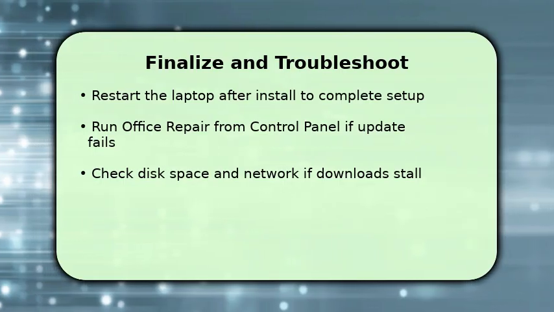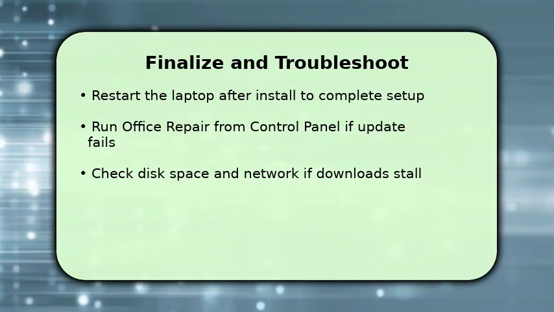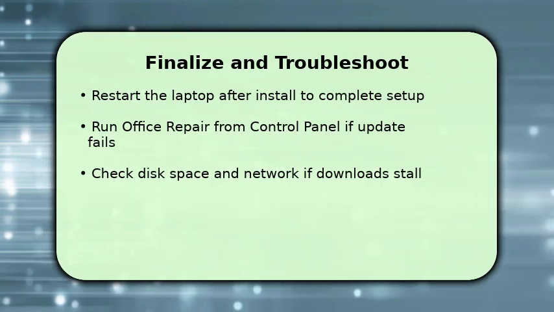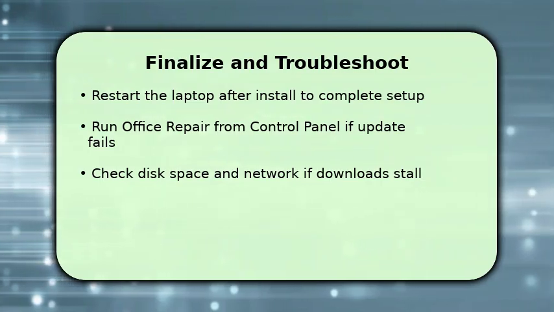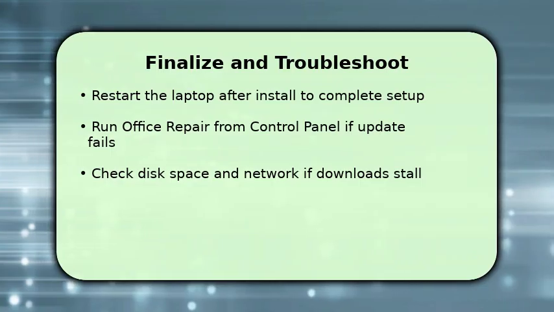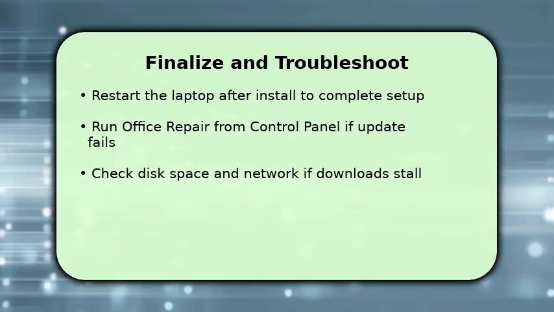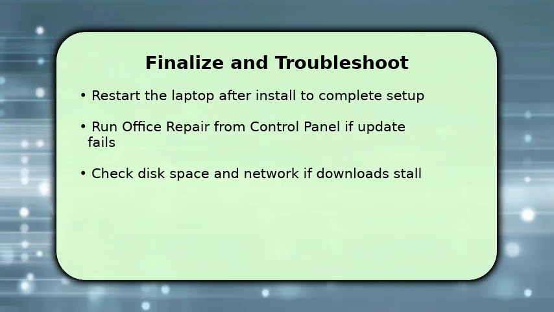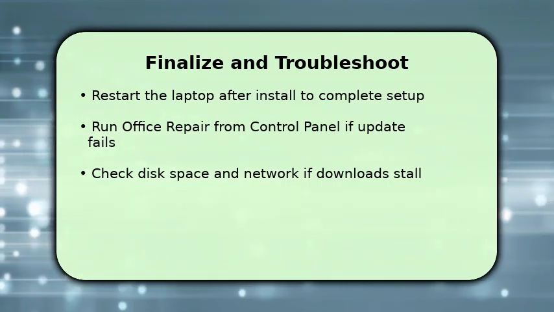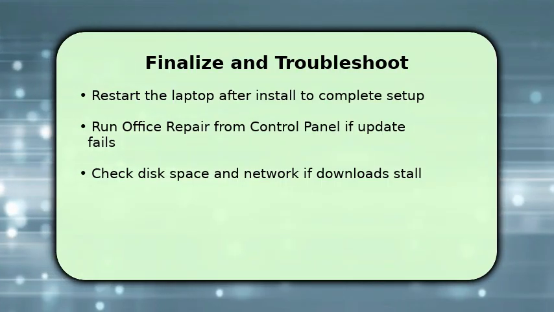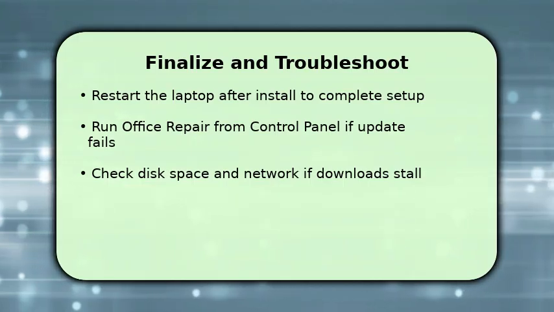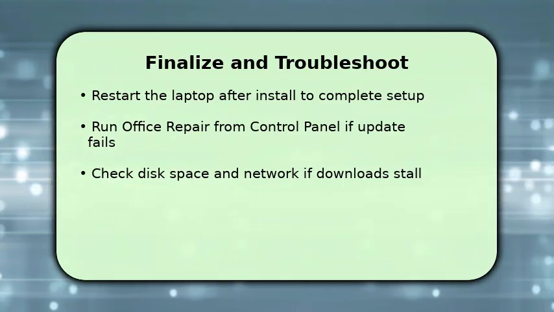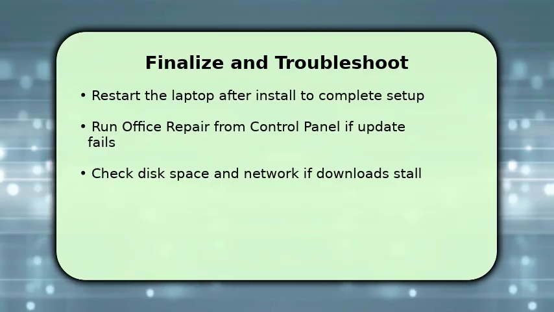If Office won't update, run Programs and Features, select Microsoft Office, then Repair. Start with Quick Repair and move to Online Repair if needed, because Online Repair reinstalls missing components. If downloads stall, make sure you have sufficient disk space and a stable network, and temporarily disable VPN or proxy. These steps resolve most common update blockers quickly.